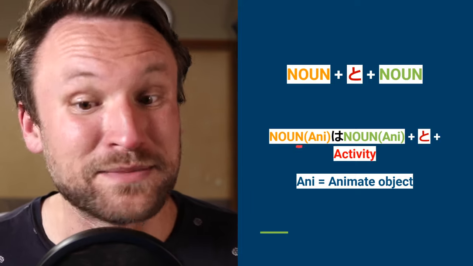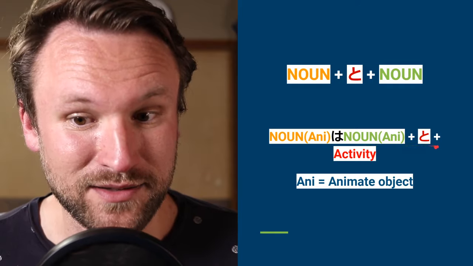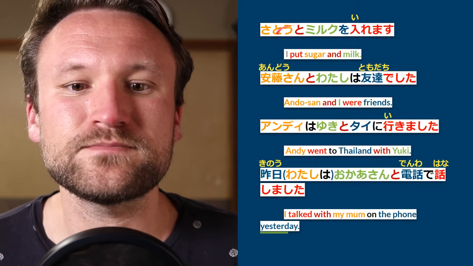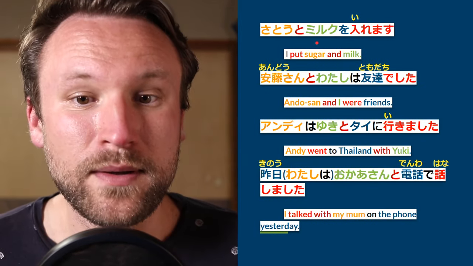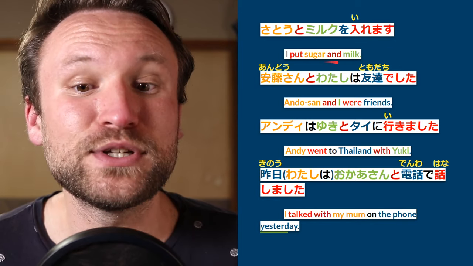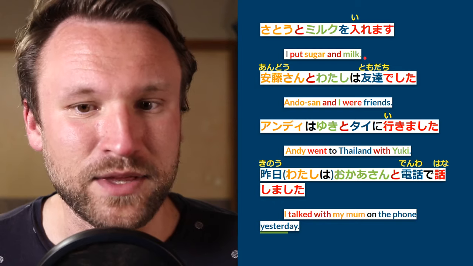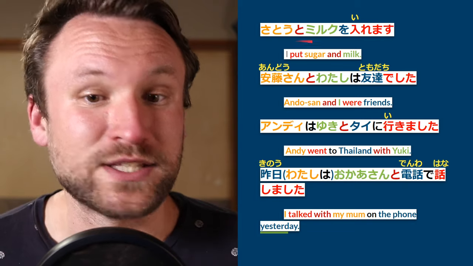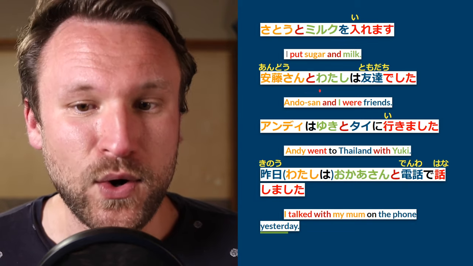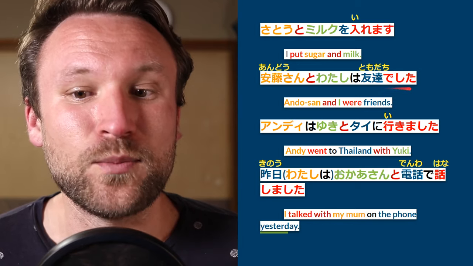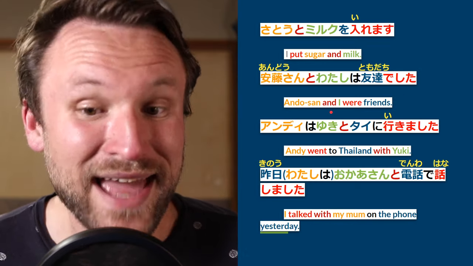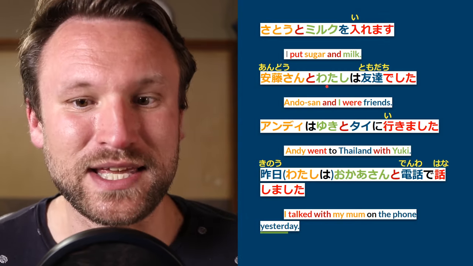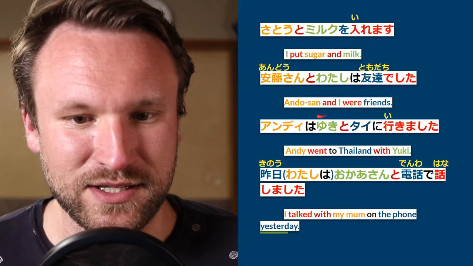Let's see an example sentence here. Sato to miruku wo iremasu. I put sugar and milk in to something. So that's just the "and" to, right? Ando-san to watashi wa tomodachi deshita. Ando-san and I were friends, past tense, deshita.